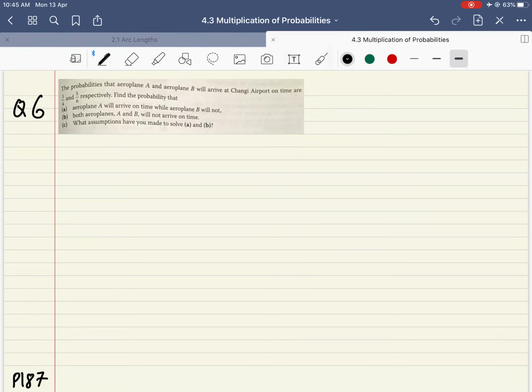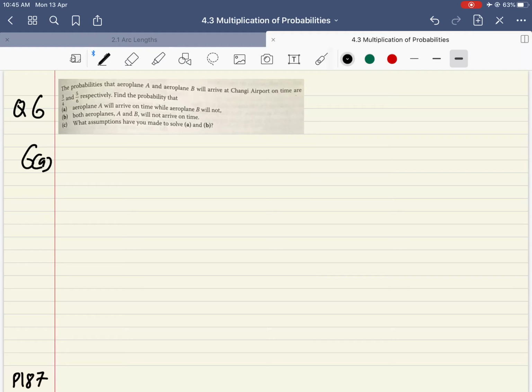Okay, today we'll be going through some examples from exercise 4.3, page 187 of your Discovering Mathematics textbook. I'll just dive right into question 6 itself, which can be found on page 187.